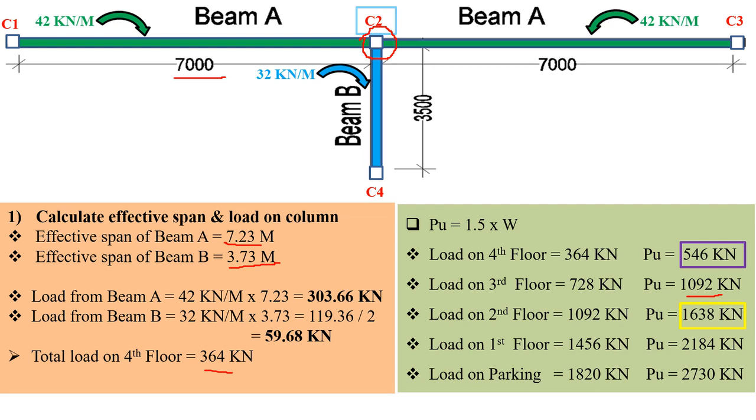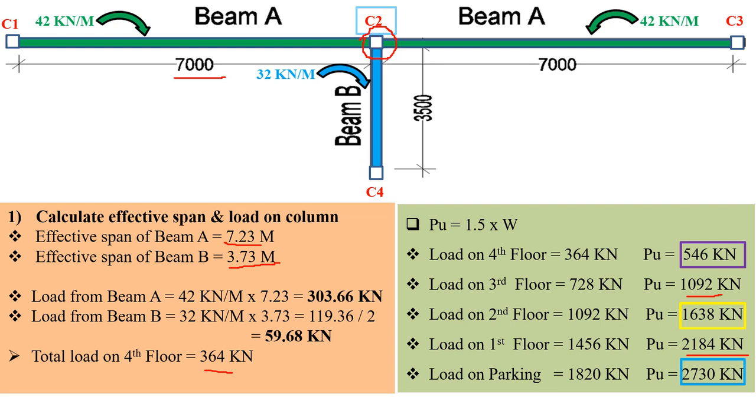Moving to the load on the first floor, I am getting 364 multiplied by 4, that is 1456 kilonewton. When I multiply with 1.5, I am getting 2184 kilonewton. Similarly, the load on the parking floor: 364 multiplied by 5, I am getting 1820 kilonewton. When I multiply by 1.5, I am getting 2730 kilonewton.